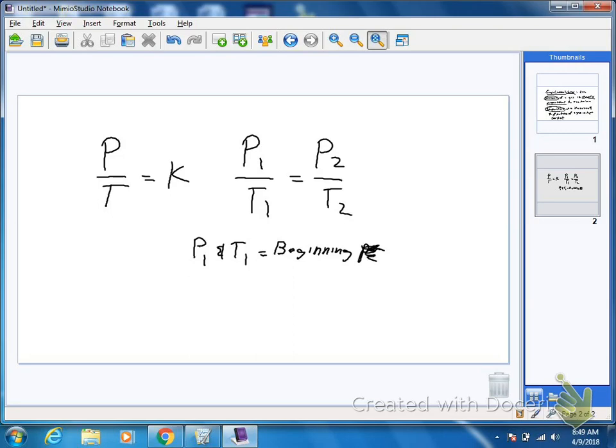They're beginning. And then P2 and T2 are going to be a second pressure and temperature. And we'll just say that they're final. So you got beginning and final, or initial and final. A lot of times it's initial and final. Like in physics, they always talk about initial velocity, final velocity.